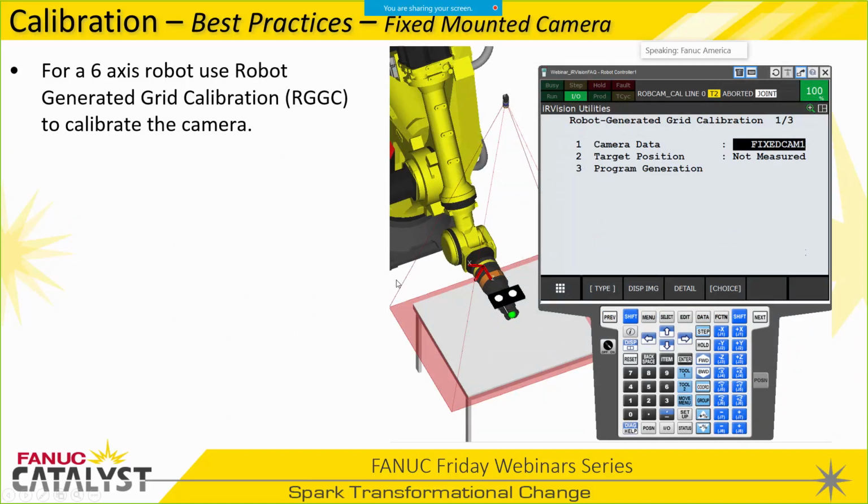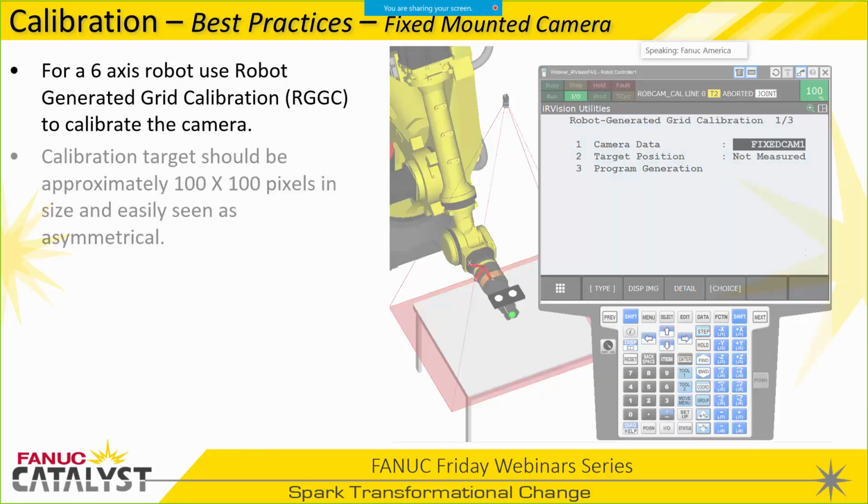For a fixed mounted camera, really the best thing is the robot generated grid calibration. That also comes with iRVision. It's not a separate option. You get to that through the iRVision utilities menu as well. And it's the best way to calibrate a fixed mounted camera, especially one with a large field of view.